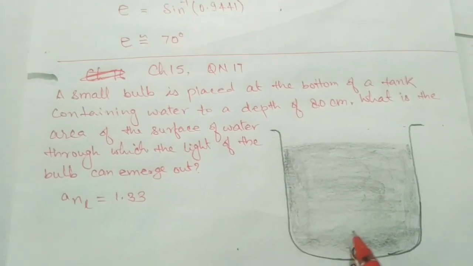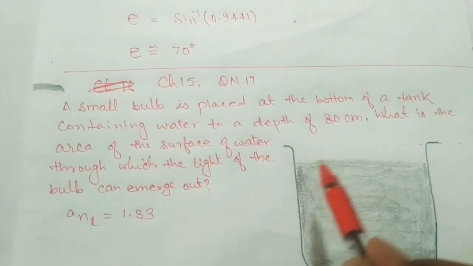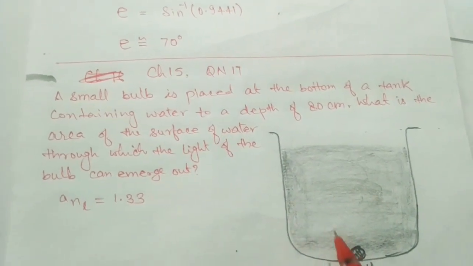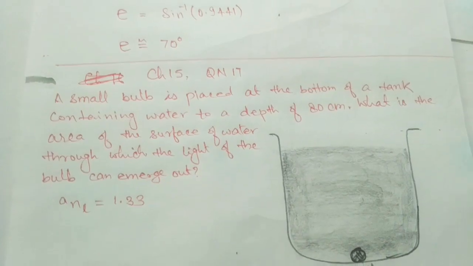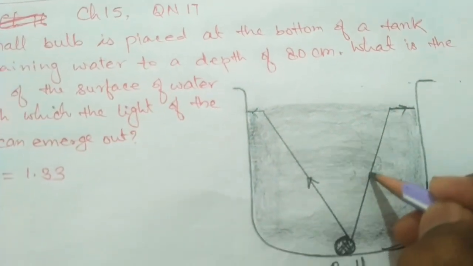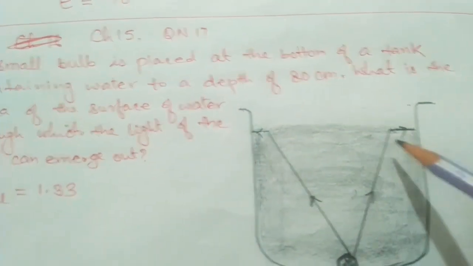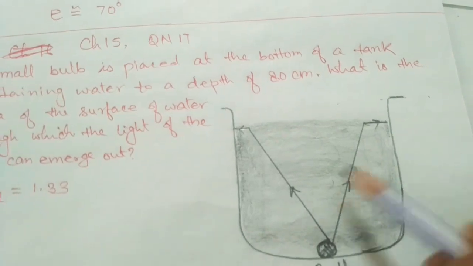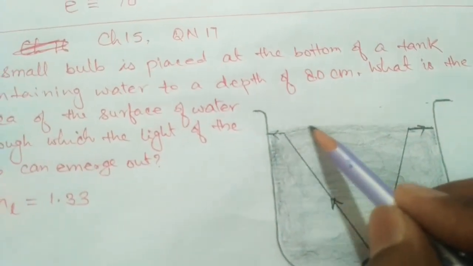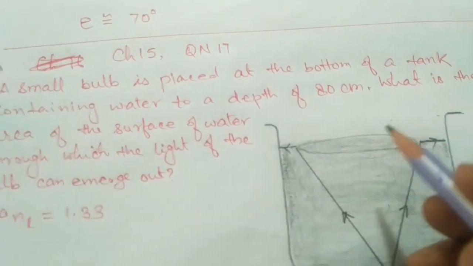But some light, at least one ray, will just emerge, and after that there is total internal reflection. So I am taking that ray which is grazing through the surface. Just see, I'm considering these rays, after which it is grazing through the surface. After this, the ray will totally internally reflect, and before this it will go out of the surface. So this is the area of the surface of water that we are going to calculate.